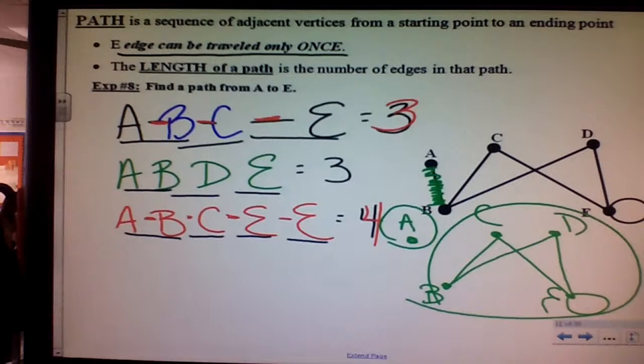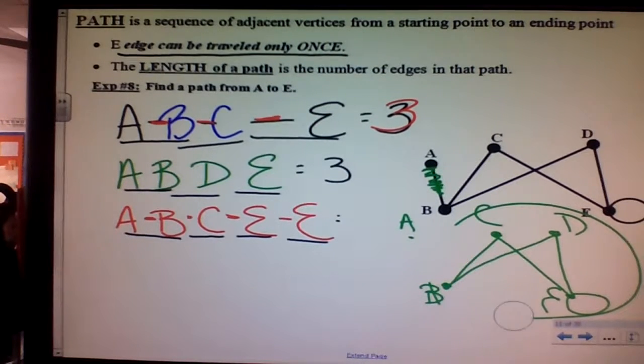Sienna says, what about B and D if I get rid of that one? Remember, in order to calculate a bridge, you can only get rid of one edge at a time.